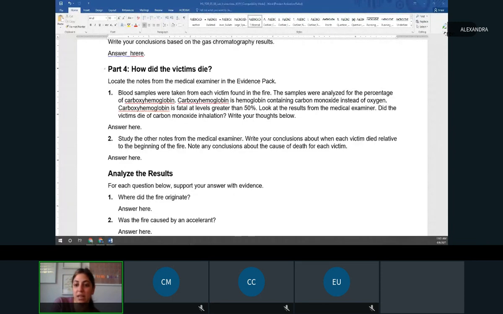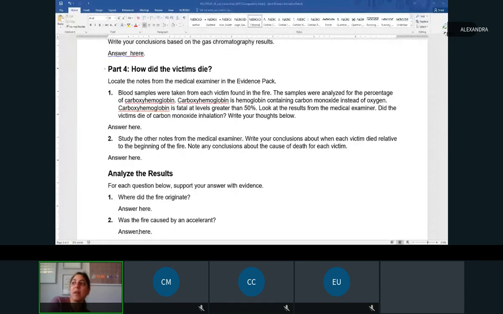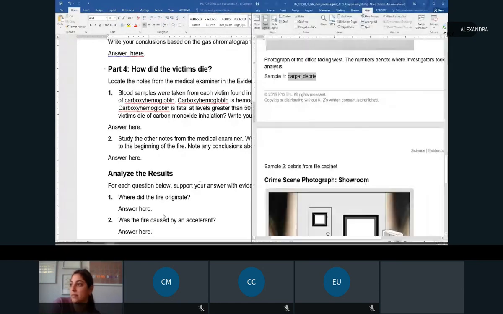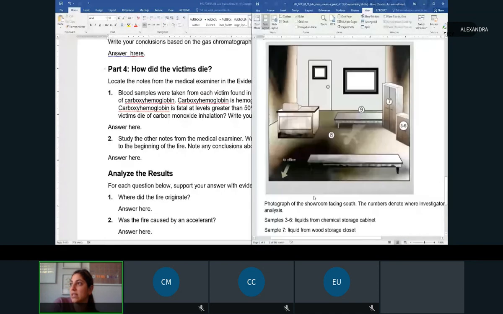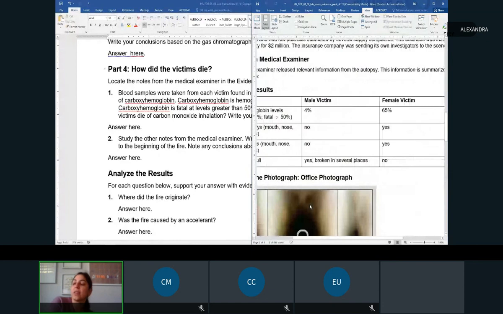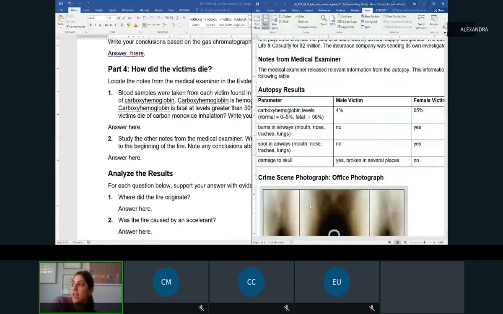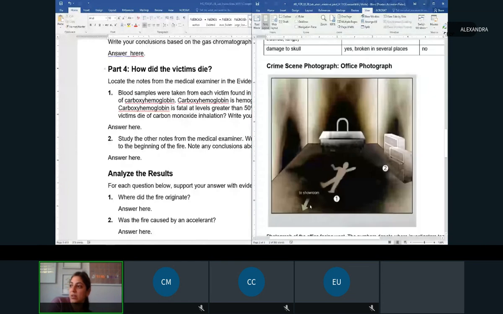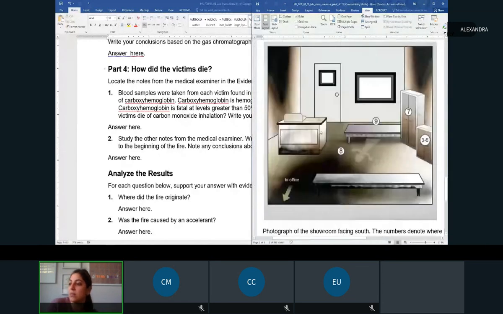The second one is to study the other notes from the medical examiner. Write your conclusions about when each victim died relative to the beginning of the fire. Note any conclusions about the cause of death for each victim. So let's take a look at our evidence pack. I think that was the second part here. So here are the autopsy results. Let me make sure I'm not missing something below here really quickly.